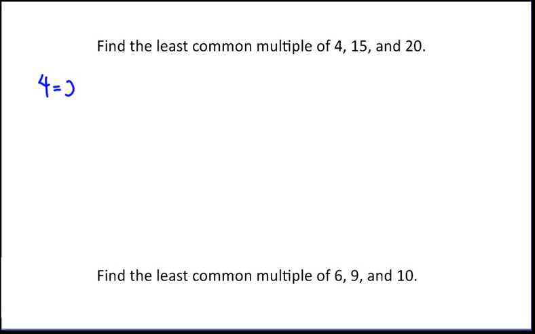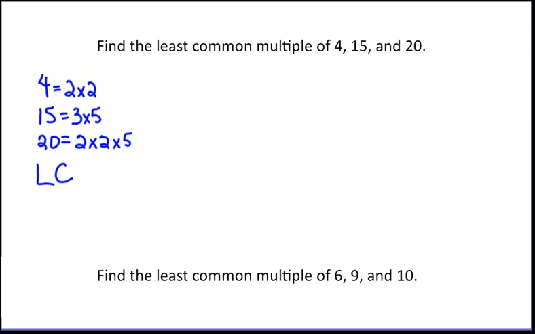4 is equal to 2 times 2. 15 is equal to 3 times 5. And 20 is 4 times 5, but since we want the prime factorization, that will be 2 times 2 times 5.